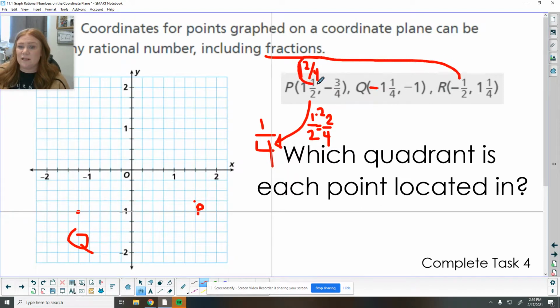And then our last one we're going to do today is R, and we're at -1/2. We have learned that a half is 2/4. So we need to go to the left to the negatives, 1/4, 2/4, and then up 1 whole and 1 more fourth, 1 1/4. And here is R. So remember, our quadrants always start with this positive, positive. Here's 1, 2, 3, 4. So go ahead and complete task 4.